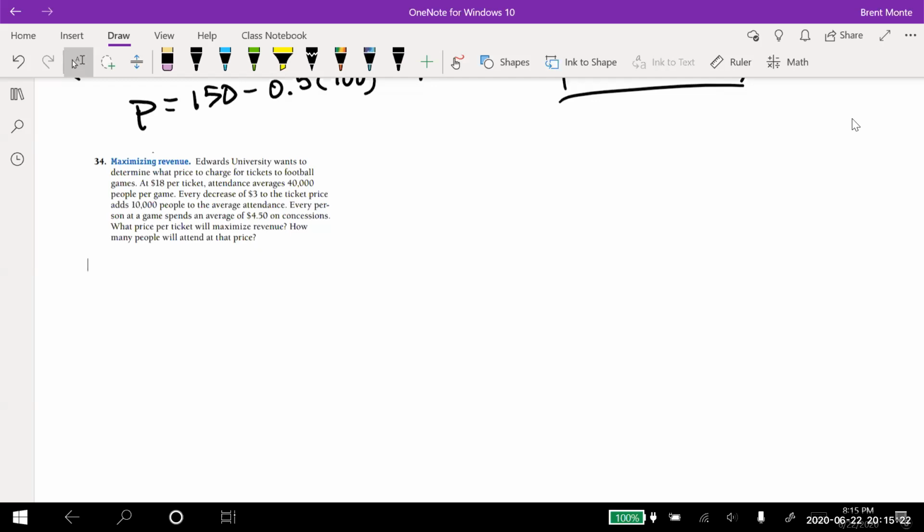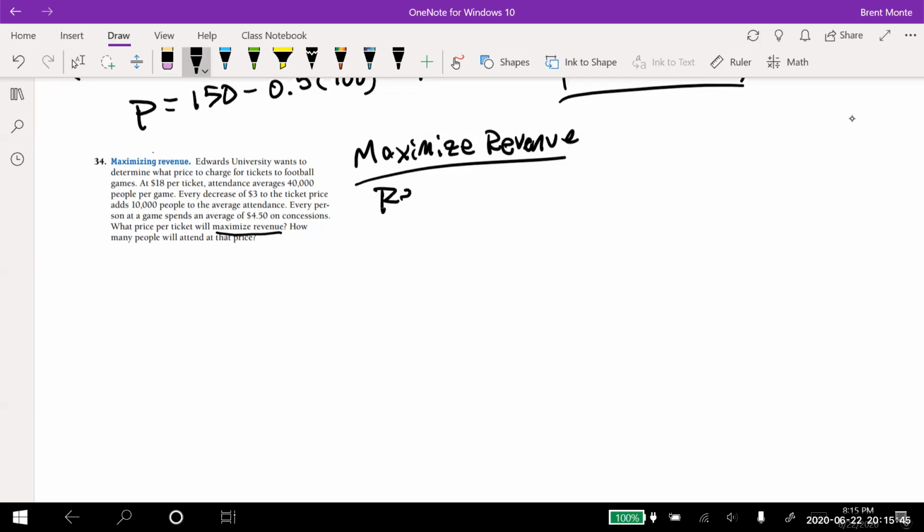All right, so let's go for this one. First of all, identify what we're trying to do. We're trying to maximize revenue. That's what the question asks. The question's always in the last piece of it. And notice that's what it says: what price will maximize revenue? That's what we're looking for. Well, revenue, again, is price times quantity.